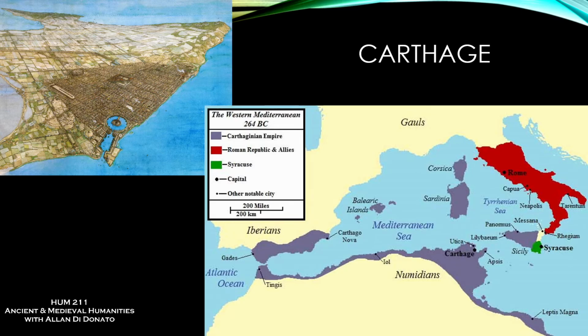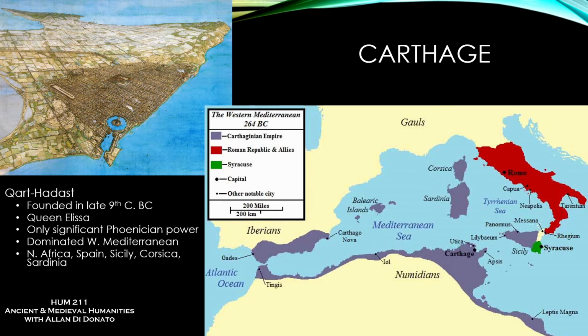So here's the city of Carthage, which is located in North Africa. A little drawing of what the harbor of Carthage looked like. You can see on the map where Carthage was located. It's directly across from Sicily and Italy. It's the highest point in North Africa, closest to Europe. And it was founded probably in the 9th century BC. It's called originally Carthadas, the Phoenician term that meant the new city.